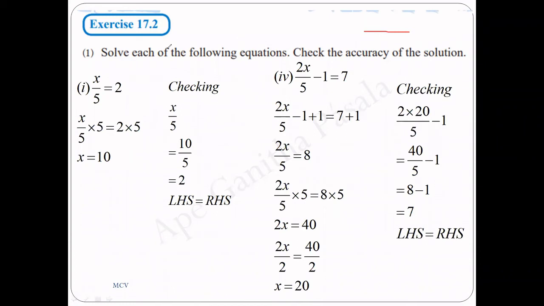Exercise 17.2. I have solved some problems in the exercise. You can solve the remaining questions. See this. Solve each of the following equations. Check the accuracy of the solution. So let's solve the equation and check the accuracy.